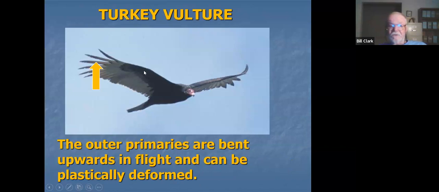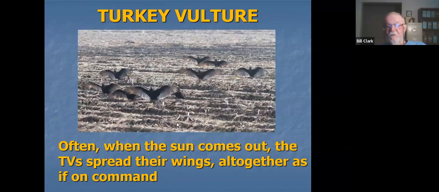Now the turkey vultures' outer primaries are spread when they're gliding. This is to make the wing tips more efficient. There's a bunch of small winglets here, and it reduces induced drag. But the outer 2 or 3, which are pointed up, can become deformed plastically. And so when the sun comes out, if it's been out, turkey vultures as a group will all of a sudden turn around and either face the sun or more often put their backs to the sun and spread their wings. And it's thought that this is to help straighten out the plastic deformation.